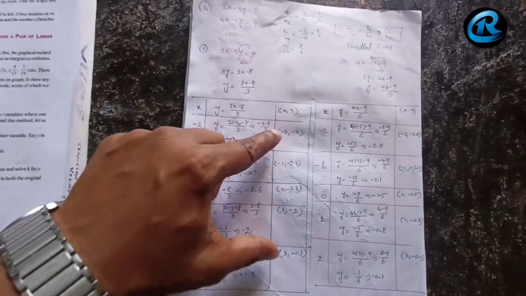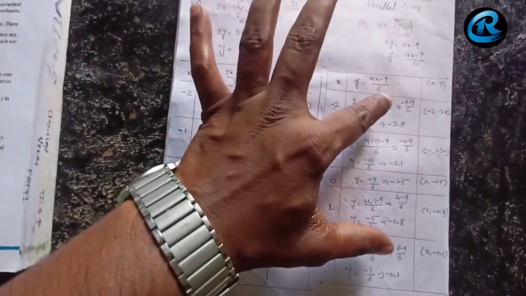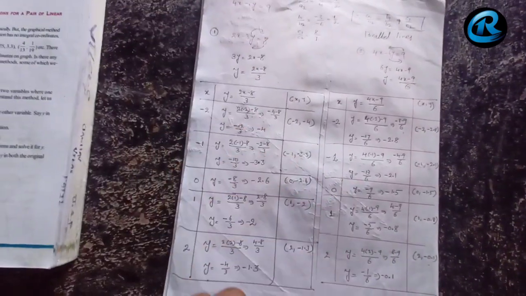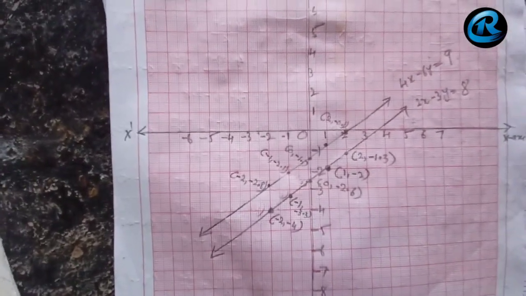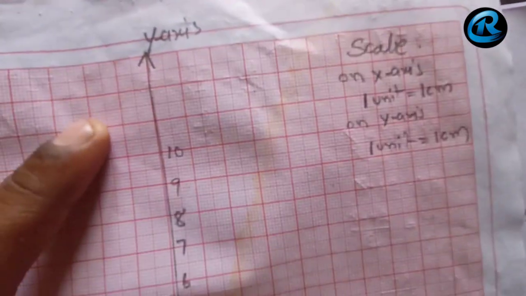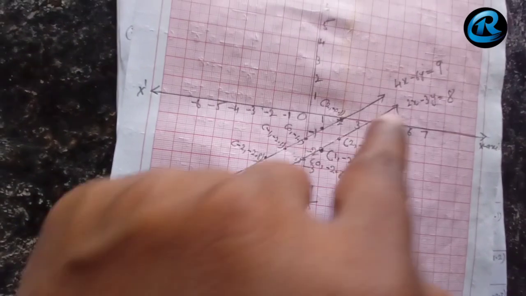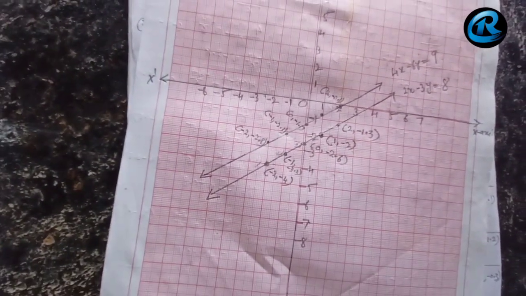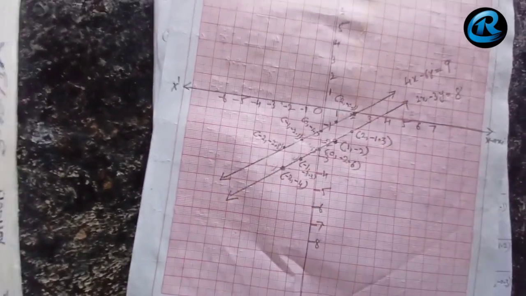So the first 5 points you have to take and plot on the graph, and the second 5 points you have to take and plot on the graph. Then see that definitely the lines are going to be parallel like this. The scale we are taking is the same as question number 1: x axis 1 unit equal to 1 centimeter and y axis 1 unit equal to 1 centimeter. Then see whether you are getting parallel lines or not. You have to check. So exactly you have to get lines like this.